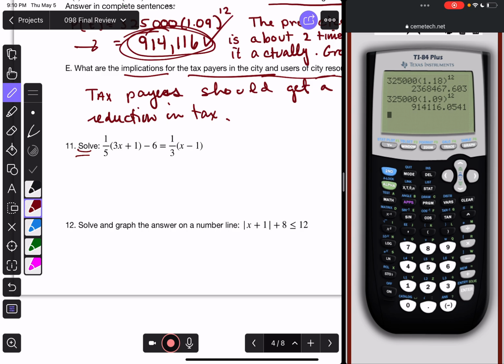And I notice I got a 5 as a denominator and a 3. So what I'm going to do is take each term times a 15. So my first term is this 1/5 times 3x plus 1. My second term is this 6 sitting here by itself. And then the third term is on the right-hand side, this 1/3 times 15 times x minus 2.